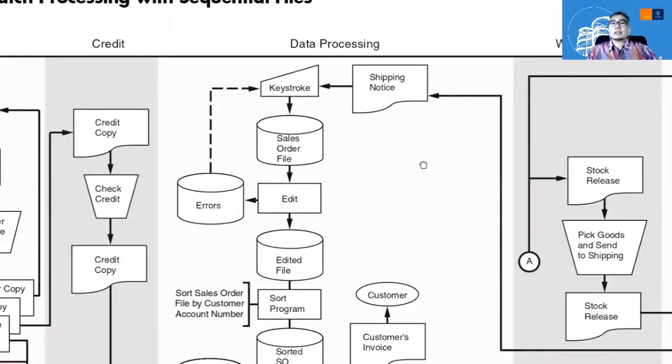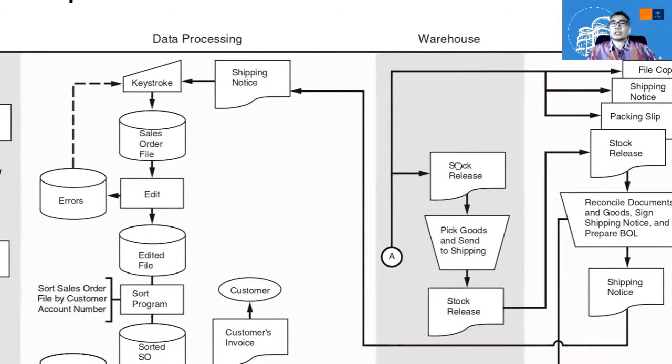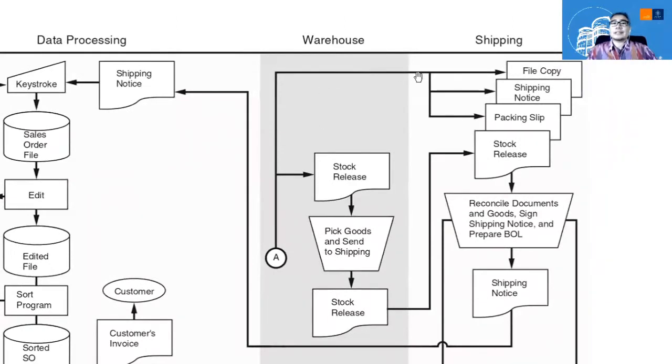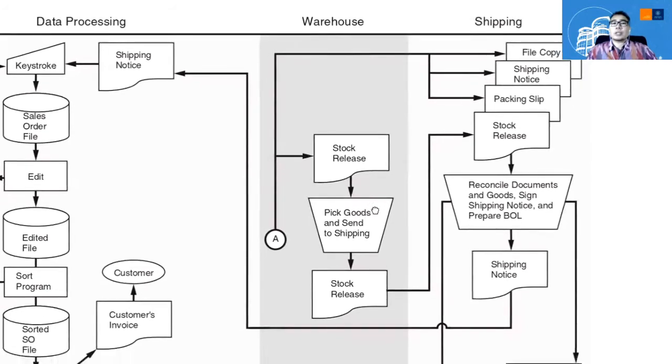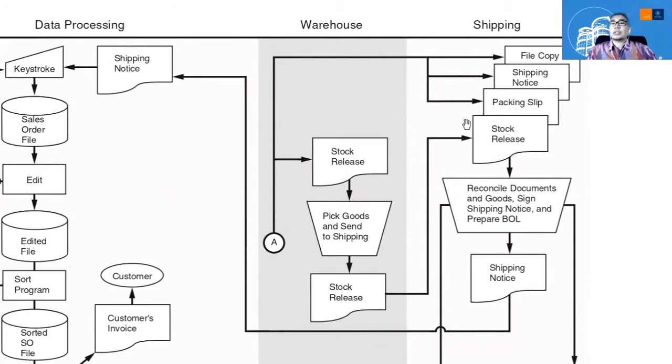And the second manual batch processing is in the warehouse and in the shipping. After it's been processed inside the system, then of course goods will be picked from the warehouse and then shipped. These types of transactions are conducted in manual batch processing.